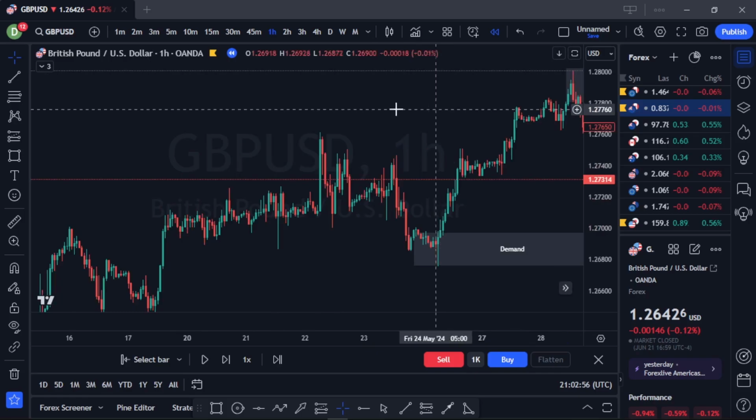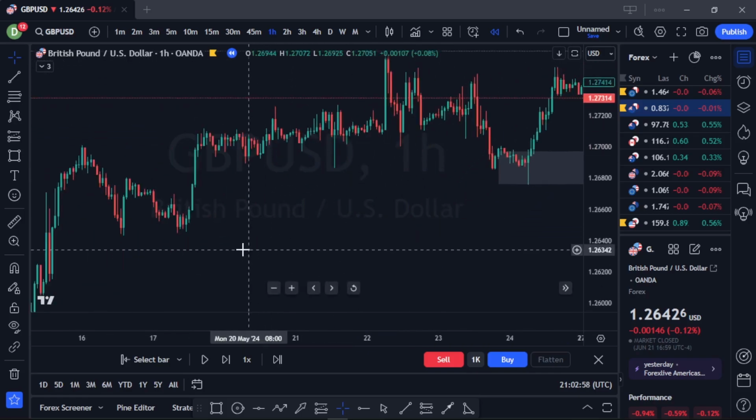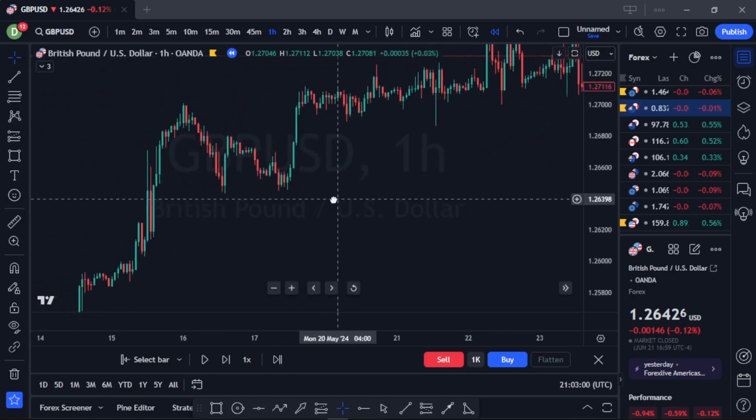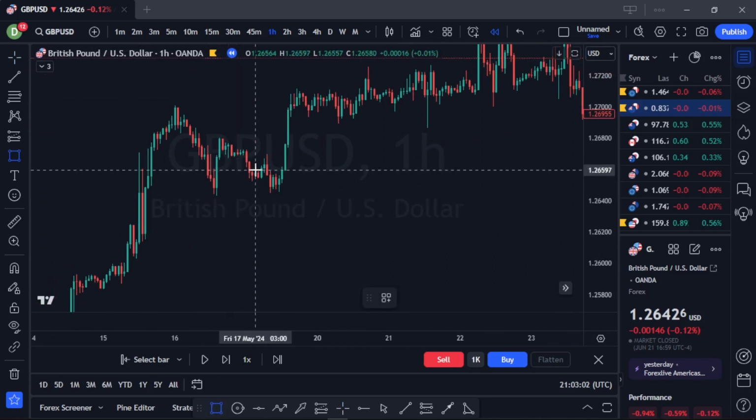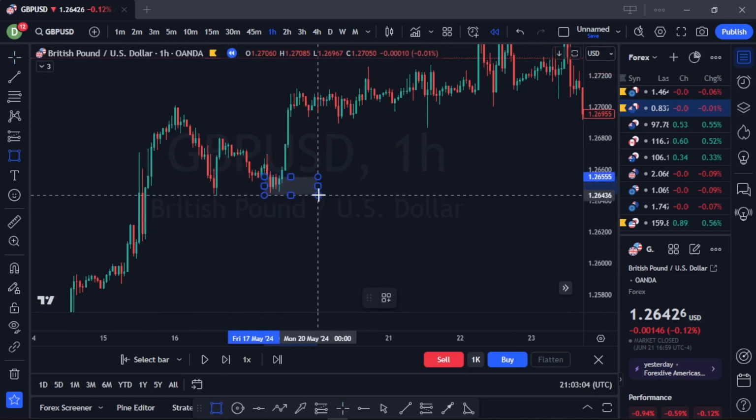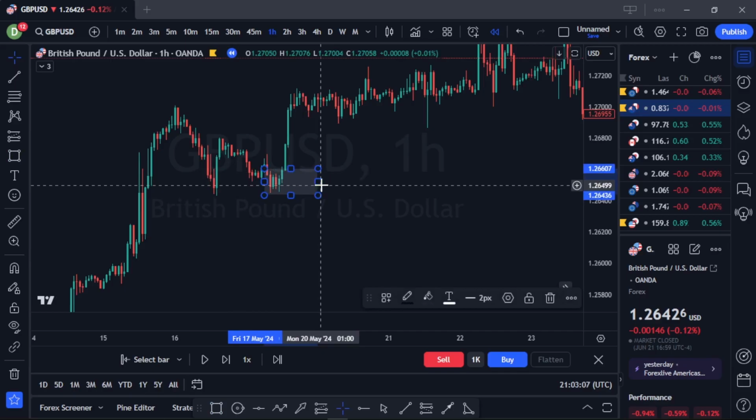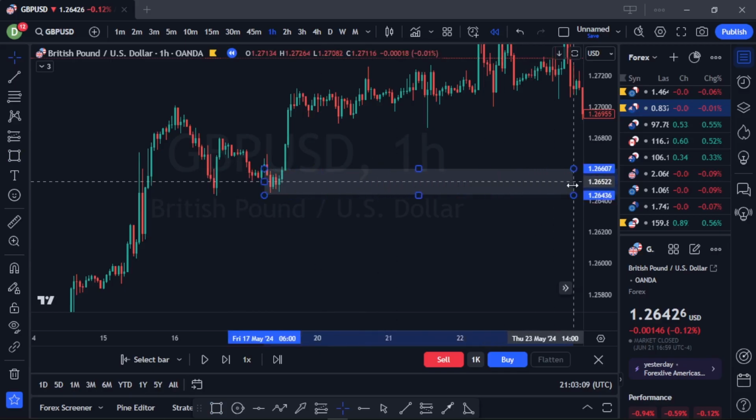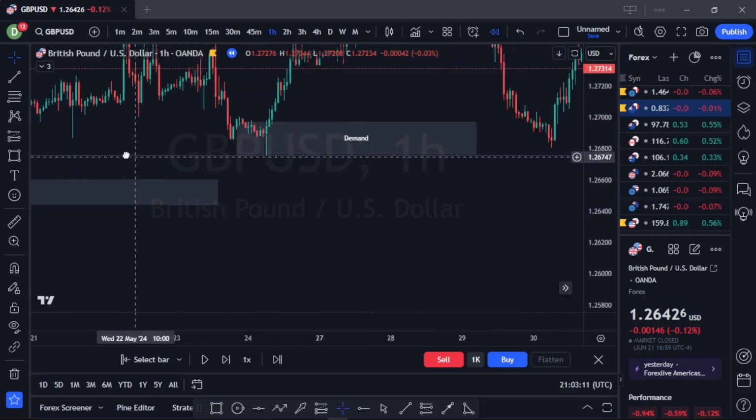Now if we go backward again, we can see that we have another area of demand here. Here's another good area of demand. Here's another area of demand you can look for. This is it lower back here.